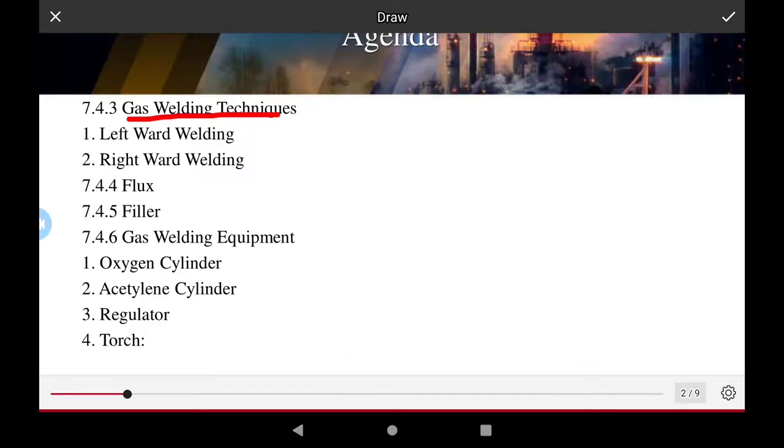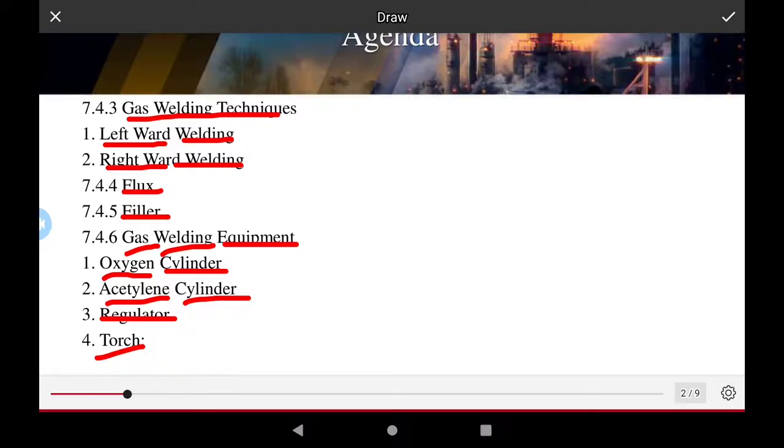Gas welding techniques: leftward welding, rightward welding, flux, filler. The other topic is gas welding equipment: oxygen cylinder, acetylene cylinder, regulator and torch, all the equipment used in the welding operation.